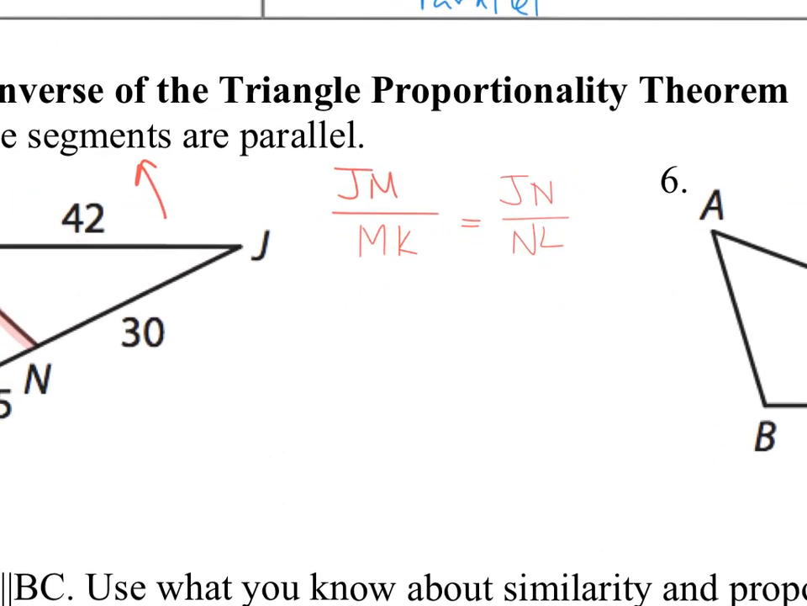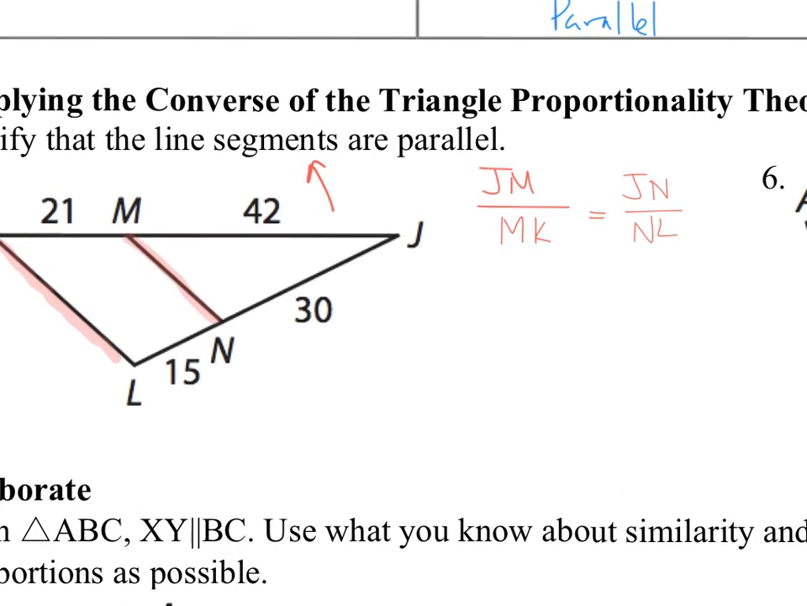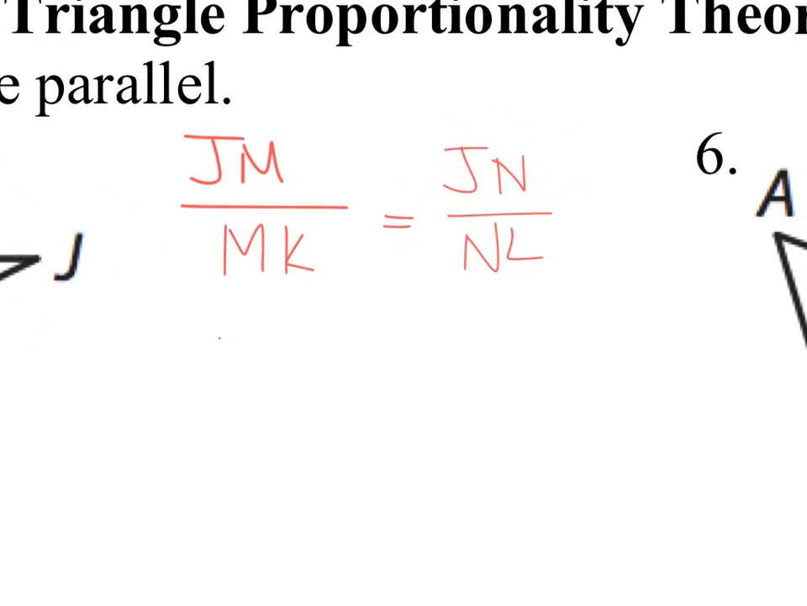And so, again, our whole goal is to show that these fractions are equal. If they are, then my lines are parallel. If they're not, then they're not parallel. So as we substitute in our values here, 42 over 24, 21.